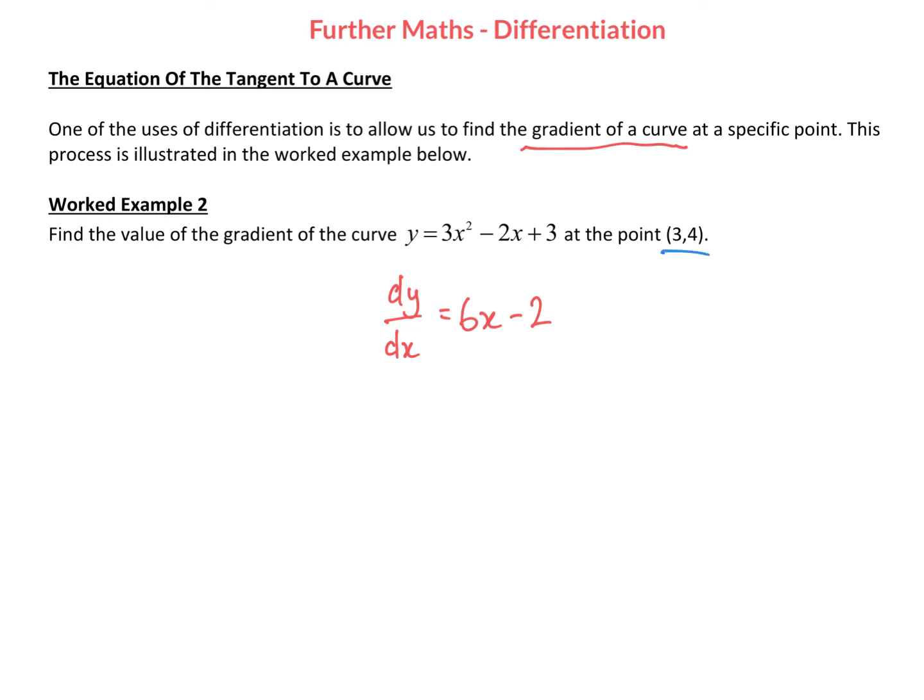What we're asked now is at a specific point. Now this gradient is the gradient at any point on the curve. All that we need to do is put an x value in and we'll be able to find the gradient at that point. And I know at the point 3, 4, x is equal to 3. So at x equals 3, dy by dx is equal to, well, 6 3s are 18 minus 2, which is 16. And so we were able to use differentiation to find the gradient at a particular point.